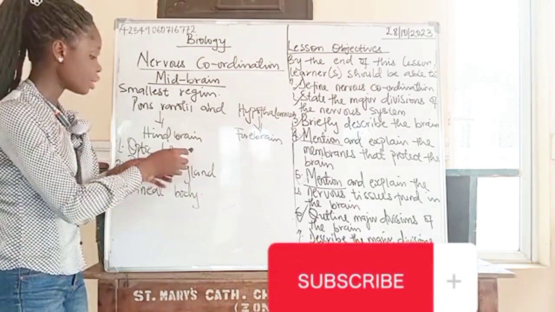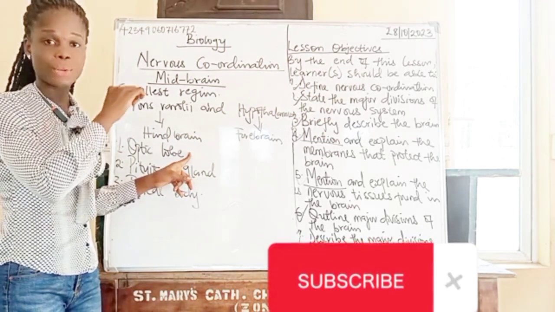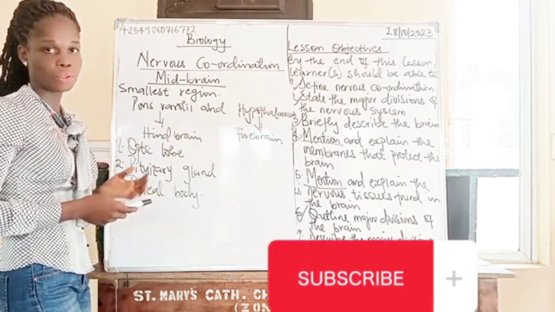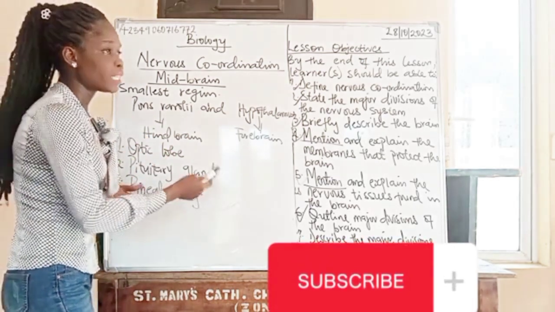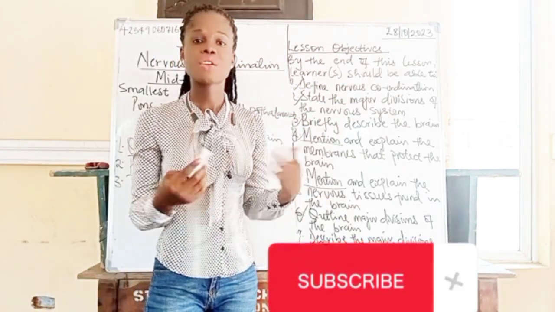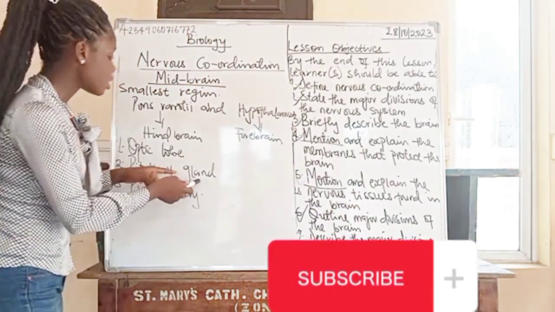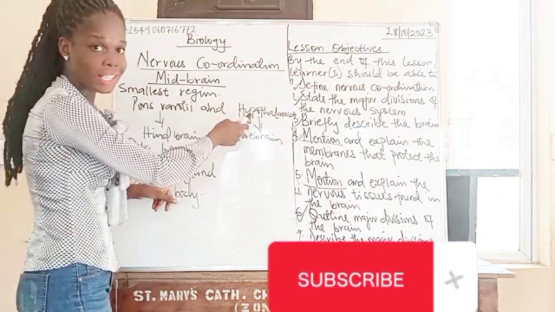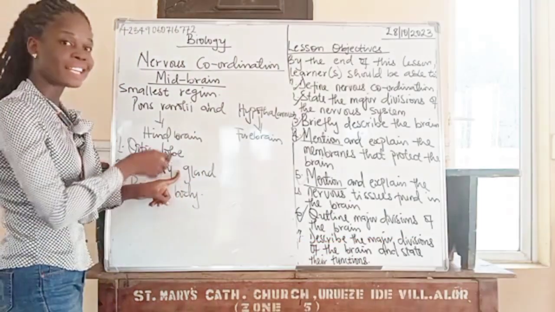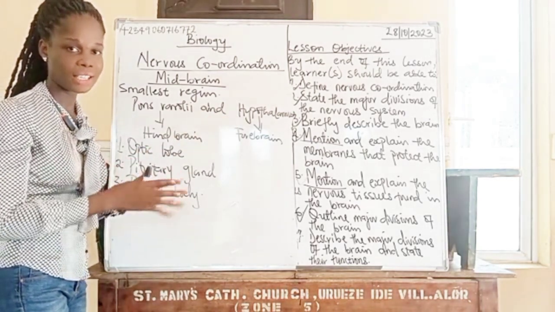The optic lobe is directly connected to the optic nerve of the eye, which arises from the blind spot of the eyes. In other words, the optic lobe receives information from the eyes. The pituitary gland is responsible for the secretion of hormones: prolactin, oxytocin, antidiuretic hormones, and so on. Remember that we said that the hypothalamus is responsible for the control of endocrine functions. That means that the hypothalamus and the pituitary gland work hand in hand.